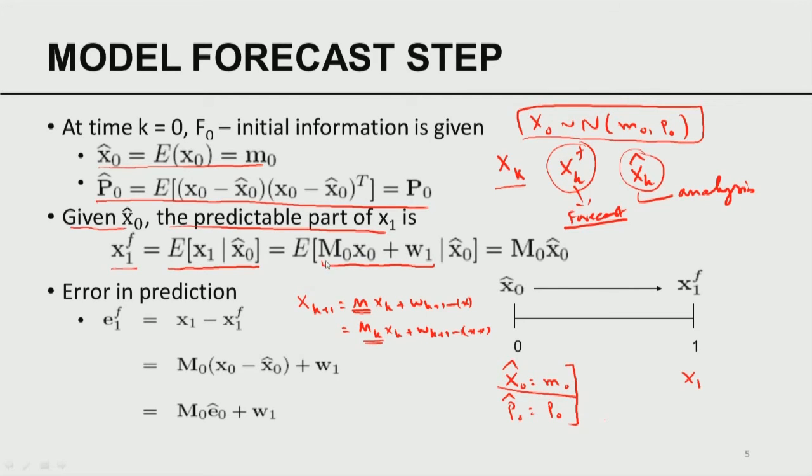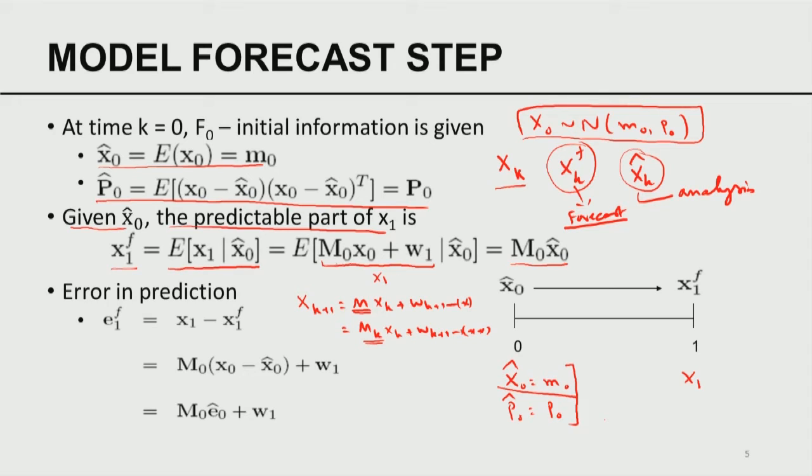So if I use the model, this is what the model will tell you as to where x1 is. But x1 is random. What is the estimate of x1? What is the best estimate of the true state? Conditional expectation. So the conditional expectation of x1 given x0 hat is equal to m0 of x0 hat.